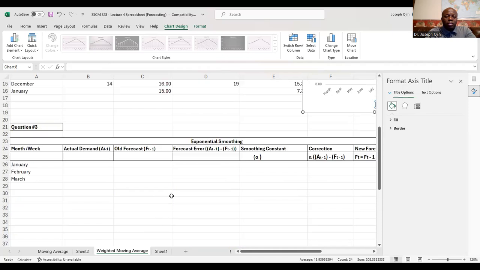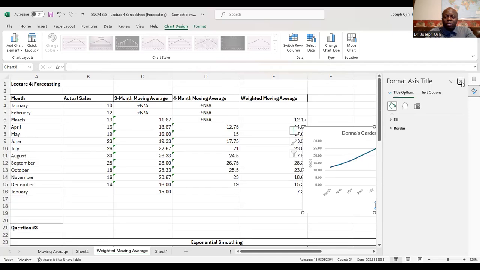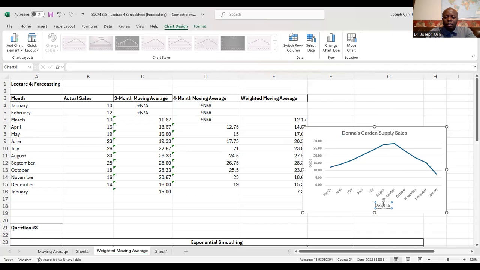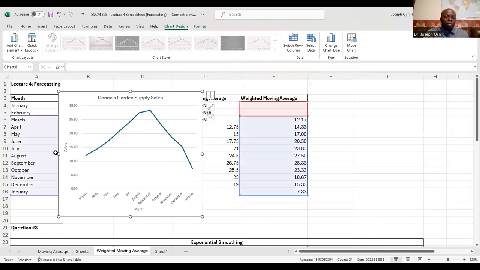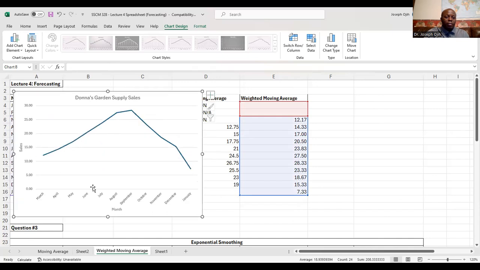It took me somewhere else. It isn't coming along. Okay, here will be month. So you can see, let me make it bigger. You can see the graph better now.